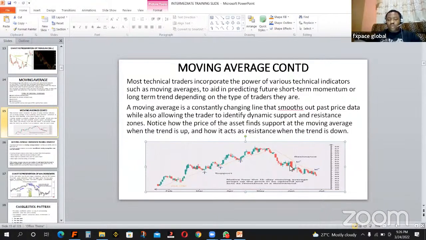So that your stop loss will not be huge. Stop loss will not be much when you engage the market. But if the price is far from the moving average and you engage your sell or your buy, you are exposing too much of your account. Okay, so let's continue.